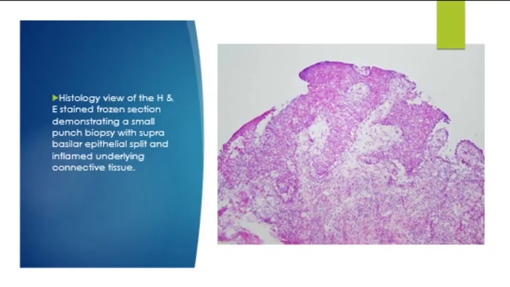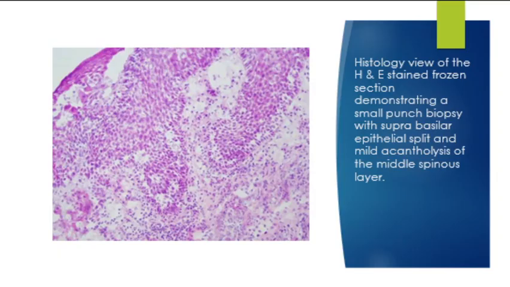The hematoxylin and eosin stained frozen section showed evidence of a split above the basal cell layer, as well as areas of acantholysis. The connective tissue was infiltrated by lymphocytes, plasma cells, and neutrophils.